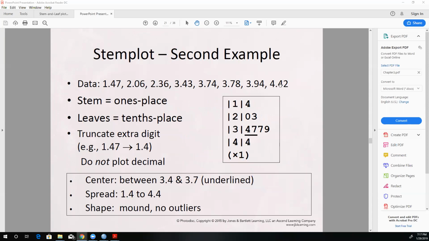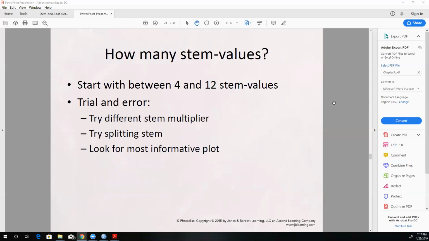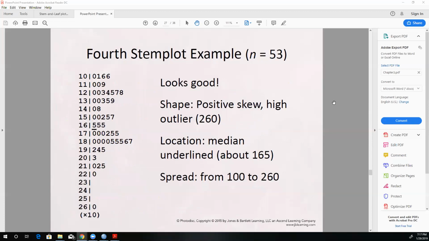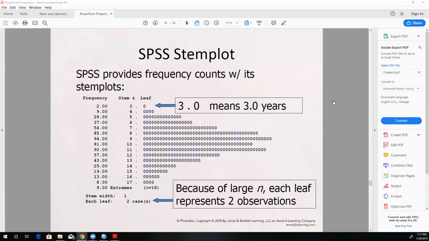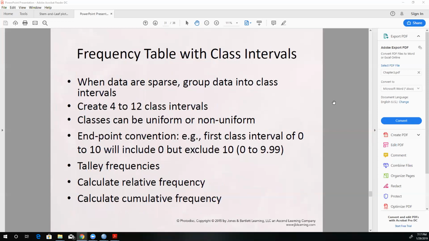So there's several examples that he does. I'm not going to go through these, because I do expect you to be using SPSS to do it, as opposed to doing these by hand. So we are not going to spend a lot of time on it. I think I'm going to move on.